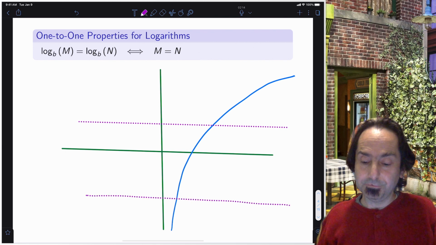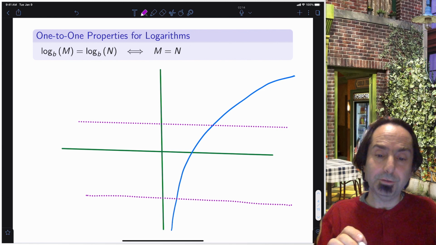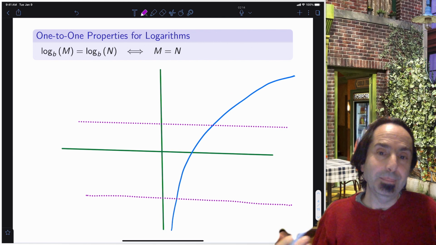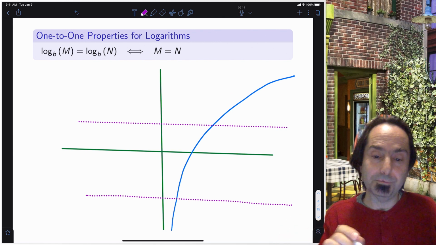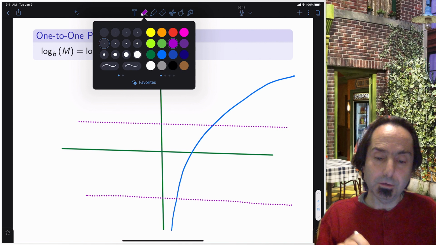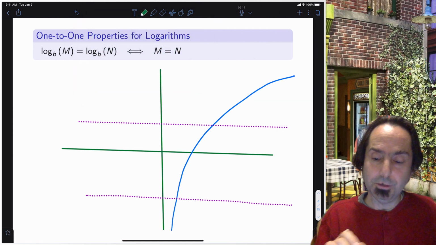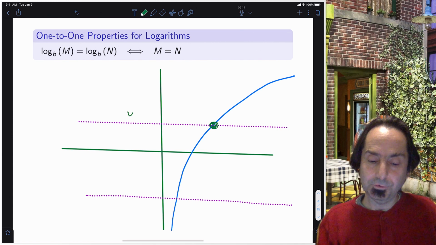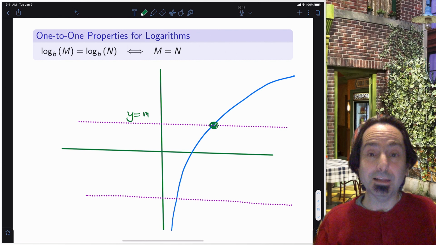Even if it's negative, that's only one place to cross. And let's just do this. Because the range of the log function is all real numbers, the domain is just positive numbers. But I want to put a point there. Let's put a big green point right over here. Let's say that this is y equals, let's use little m here.